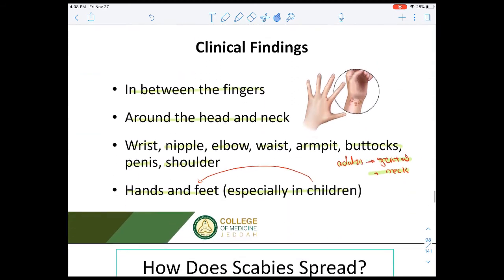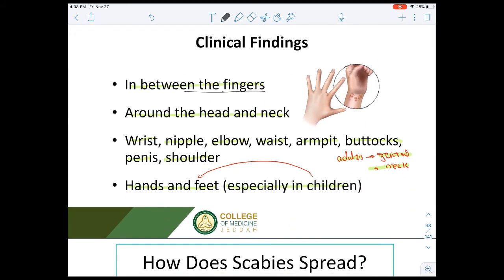Clinical findings: in between the fingers, along the head and the neck, nipple, elbow, wrist, waist, armpit, buttocks, penis, and shoulder. There is no way to explain this. You would have to memorize it. And then the hands and the feet, especially in children. In adults, we usually see it in the genitals and the neck.